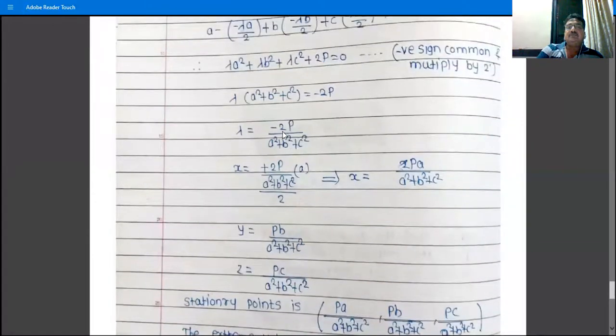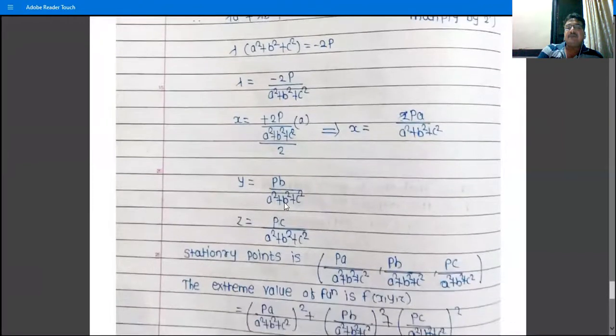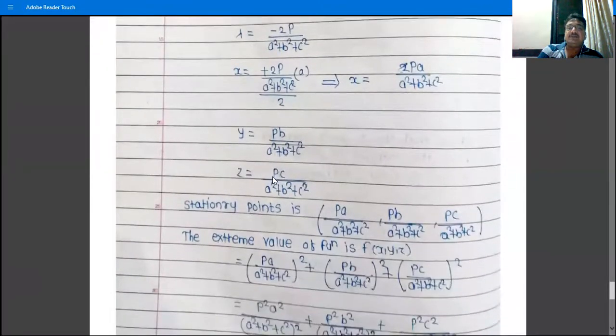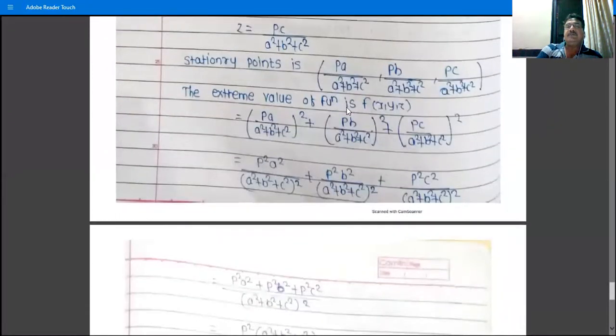Similarly, if we substitute lambda in the other equations, then y is pb divided by a square plus b square plus c square, and z is pc divided by a square plus b square plus c square. This gives the stationary point, that is the values of x, y, and z. And then the extreme value of the function.